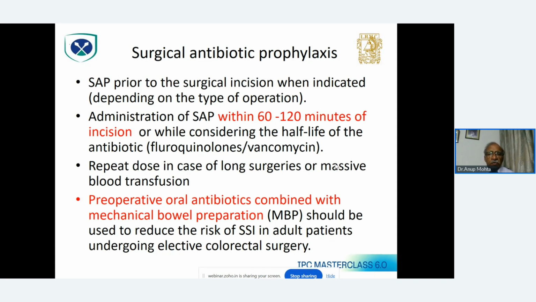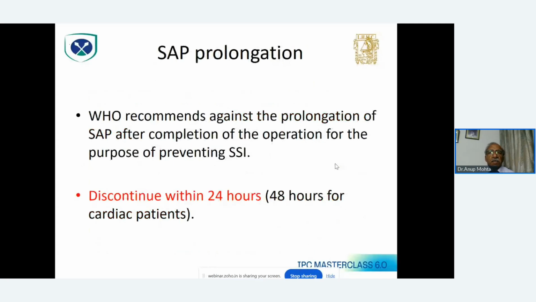Preoperative oral antibiotics combined with mechanical bowel preparation should be used to reduce the risk of SSI in adult patients undergoing elective colorectal surgery. What about SAP prolongation? WHO recommends against prolongation of SAP after completion of the operation for the purpose of preventing SSI. At the most, prolonged SAP can be given up to 24 hours, but not beyond that. However, the exception is a cardiac patient, where it can be extended till 48 hours.